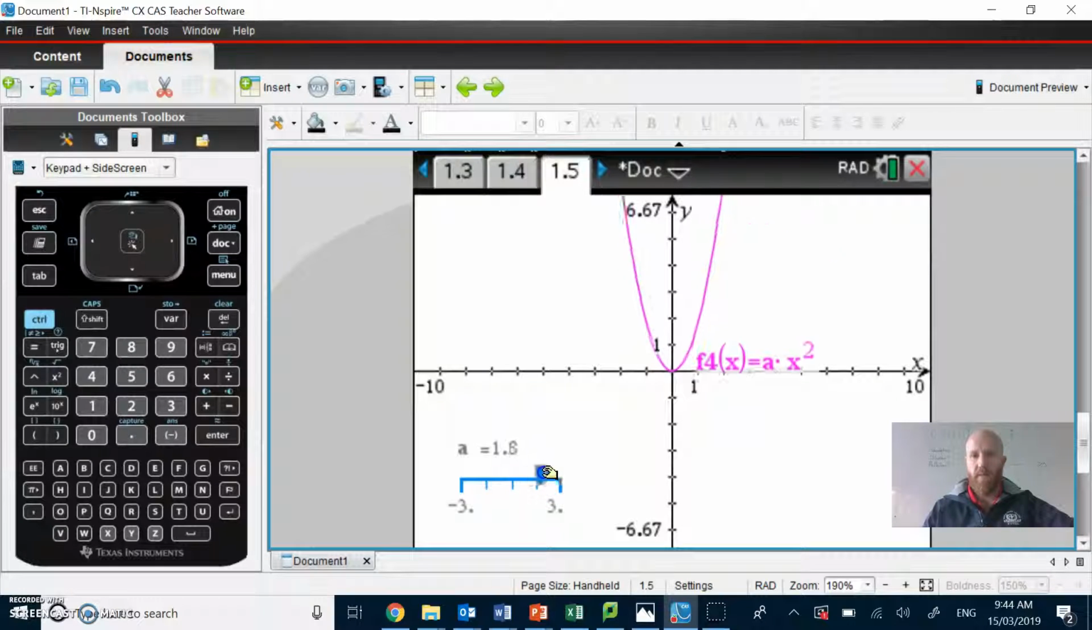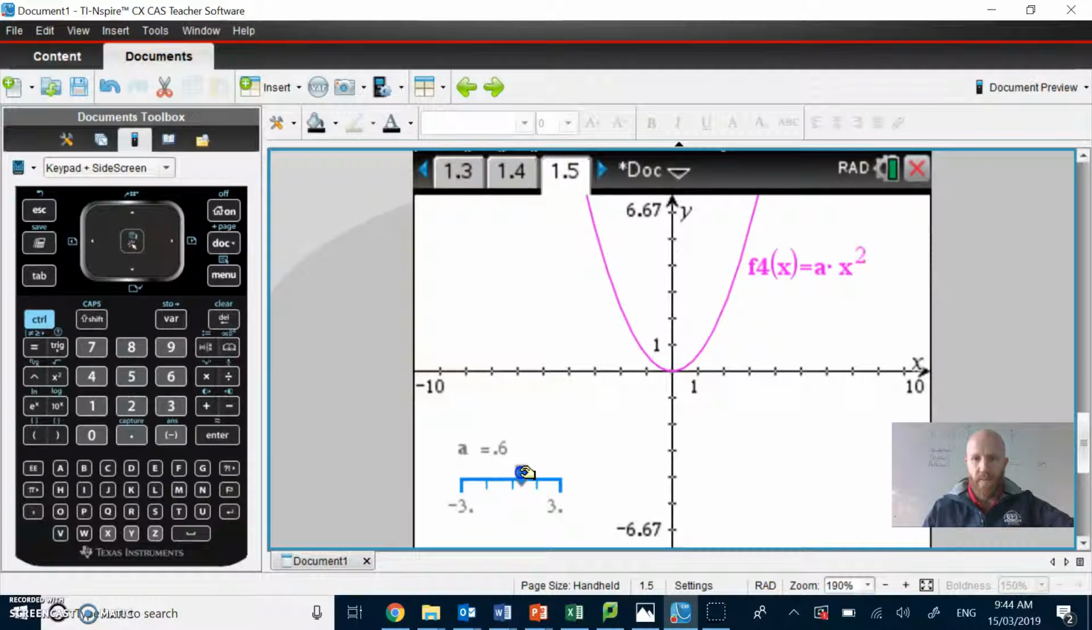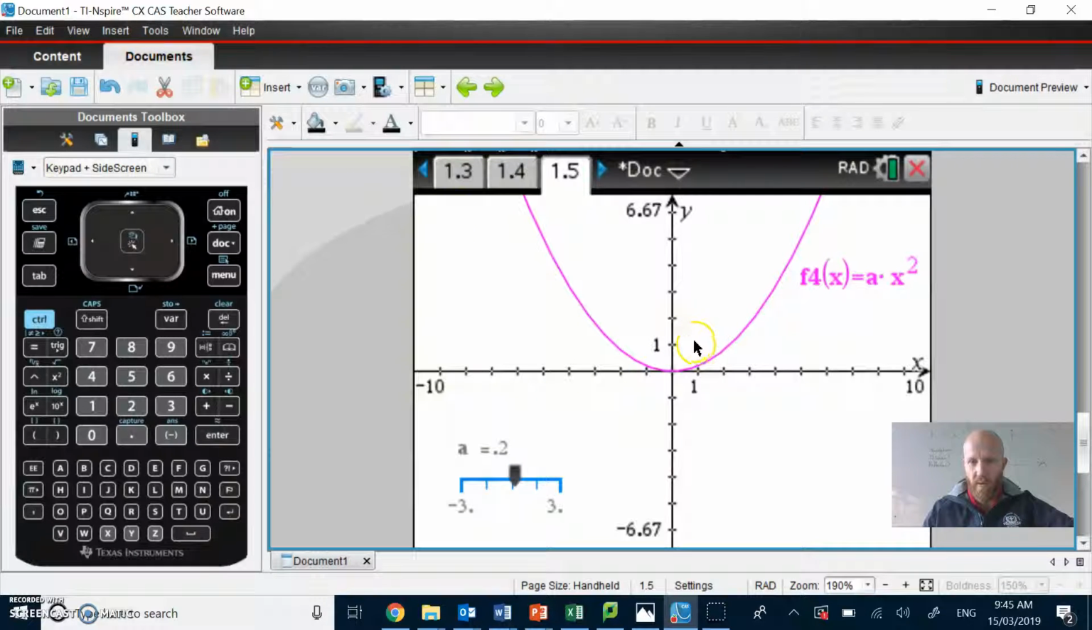Yeah, making it taller makes it look skinnier, like a dodgy mirror in a cheap clothing shop. If we go less than 1, down this way, so 0.2, what was 1 is now 0.2, what was 4 is now down at 0.8, and what was 9 is down at 1.8, 20%. So numbers less than 1 are going to drag all our points down and make our parabola look wider.